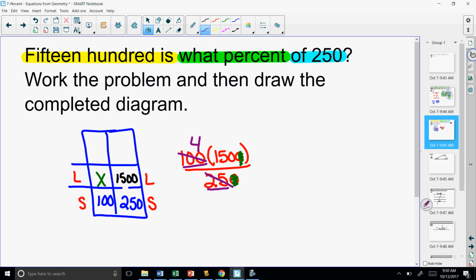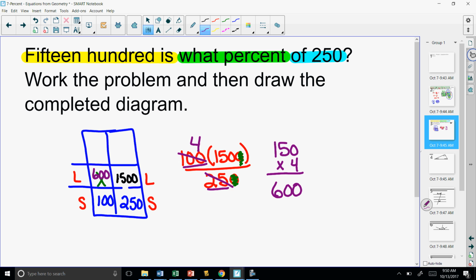So now how do you solve your problem? 150 times 4. That made it an easy calculation, right? So I'm going to take 150 times 4, and what's your answer? 600. I increased it by a lot. 600%. Now what about my diagram?